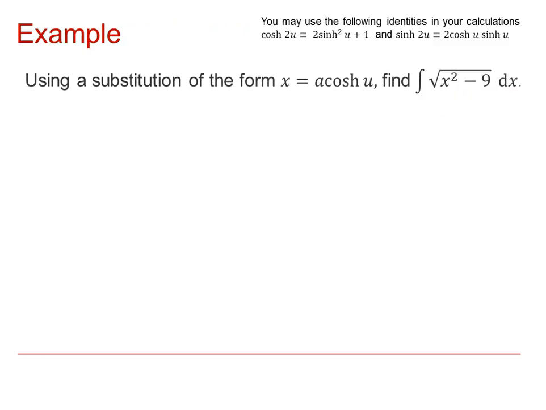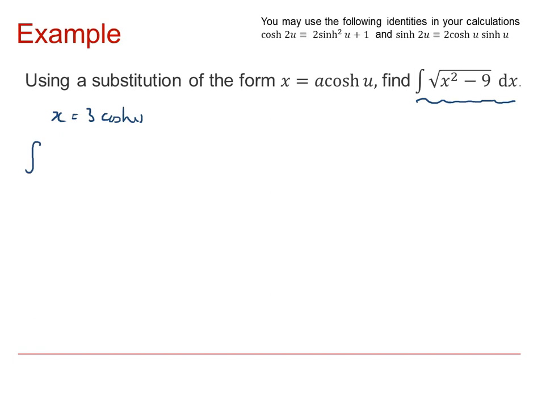So here we're asked to find the integral of the square root of x squared minus 9 dx, and we're told to use a substitution of the form a cos u. Well, if we use x equals 3 cos u, then we'll get 9 cos squared u minus 9 inside the integral. So we'll be able to take the 9 as a factor outside of the integral. So let's look at that in practice then.